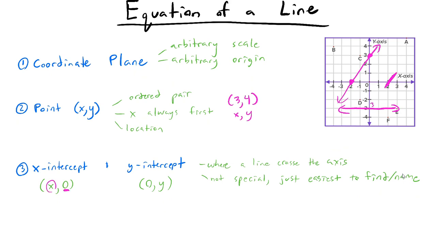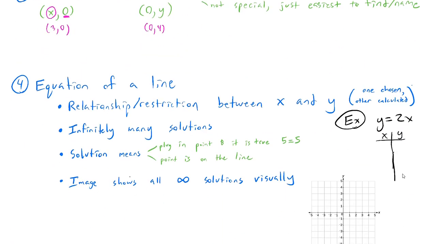So the x-intercept they might give you as a single value. They might say, oh, the x-intercept is 3. But don't be fooled. That's not a separate single value. That's an ordered pair. The language x-intercept is saying that's a point 3, 0. If they say, oh, and we've got this y-intercept of 4, that's just another way to say I have the point 0, 4. Okay. All right, and then equation of a line.